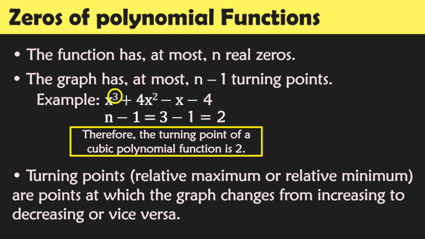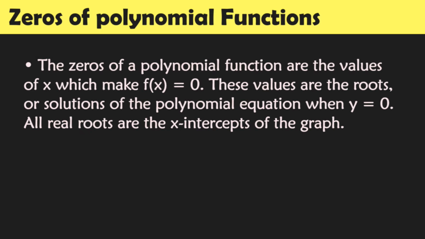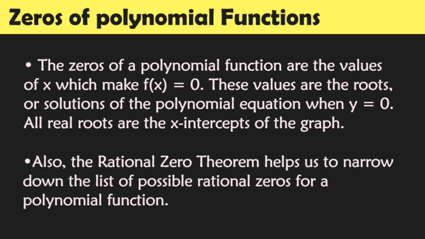Also, turning points, relative maximum or relative minimum are points at which the graph changes from increasing to decreasing or vice versa. The zeros of a polynomial function are the values of x which make f of x equal to 0. These values are the roots or solutions of the polynomial equation when y is equal to 0. All real roots are the x-intercepts of the graph. Also, the rational zero theorem helps us to narrow down the list of possible rational zeros of a polynomial function.